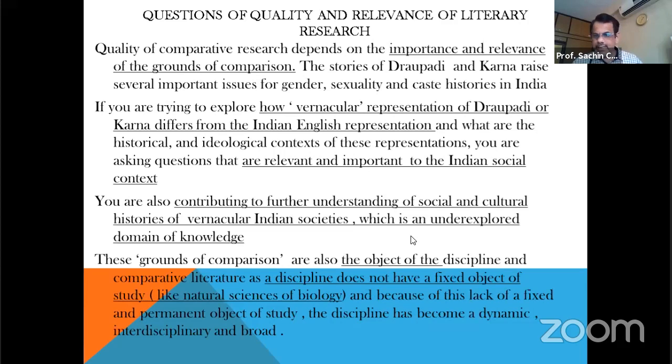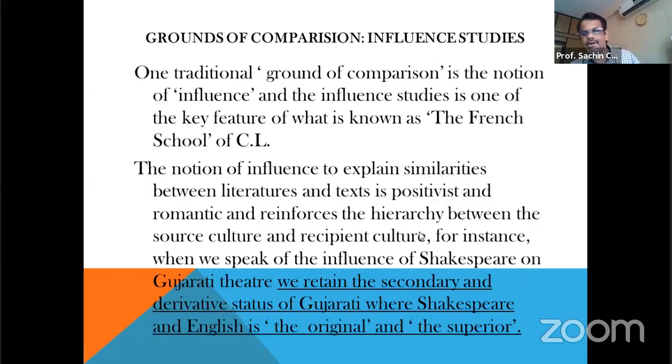So grounds of comparison are also the objects of the discipline. And that is what makes comparative literature a very fluid category. As a discipline, it does not have any fixed object or any fixed ground of comparison, like, say, for example, natural sciences or biology. Because of this lack of a fixed and permanent object of study, the discipline has become dynamic, interdisciplinary, and broad. It also stands to lose because it does not have any fixed object of study. So if you ask a student of comparative literature, what do you study, then there won't be any clear-cut answer that he would be able to give, which makes it a very tricky situation.